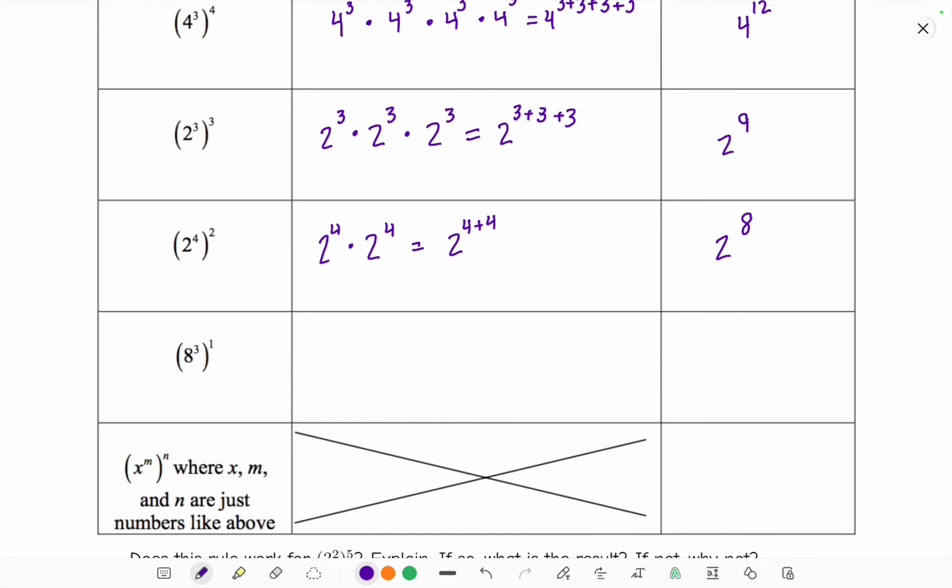And then we have 8 cubed to the 1st power, so that means we have 8 cubed once, so that means we have 8 cubed. I'm hoping you can see the relationship between the starting exponents and the ending exponents. And using my method, you can see why we multiply them. Because using the product rule, we get repeated addition. And repeated addition is defined as multiplication. So if we have x to the m to the n, this is x to the m times n power.